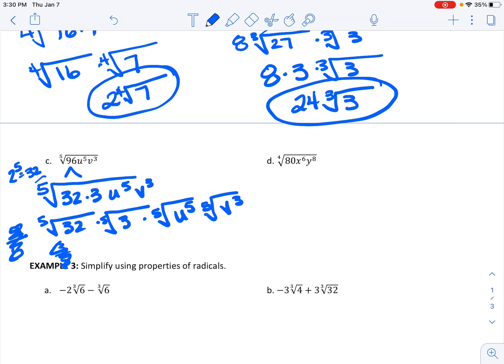Okay, so the 5th root of 32 is 2, and the 5th root of u to the 5th is u, and then I leave my 5th root the same for everything else, so 3v to the 3rd.